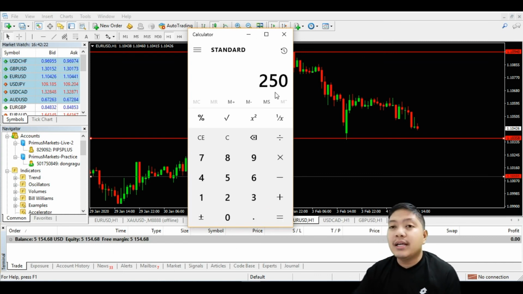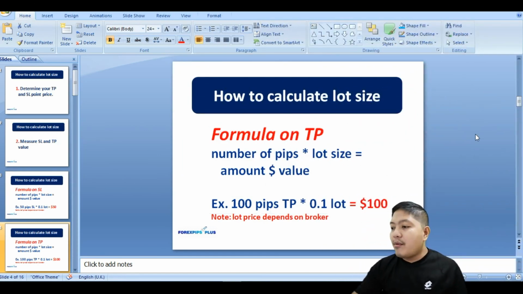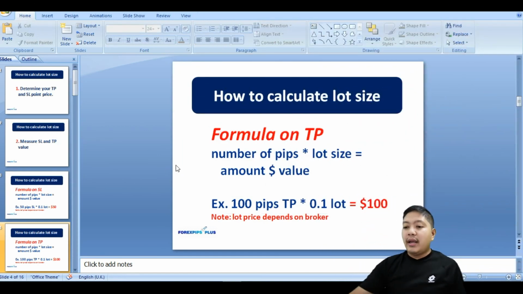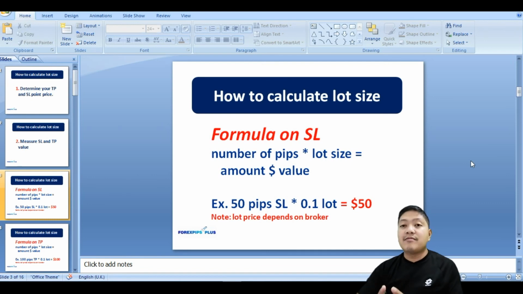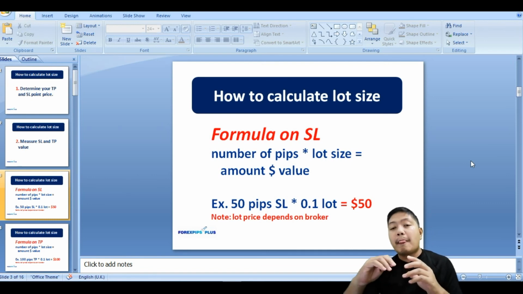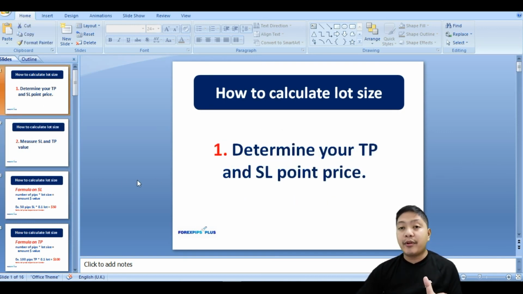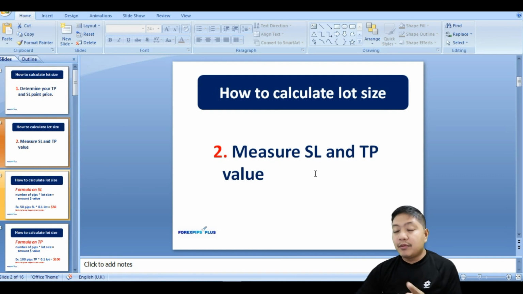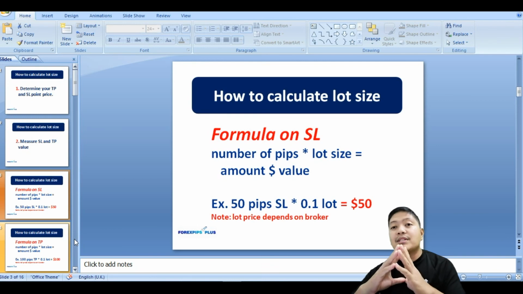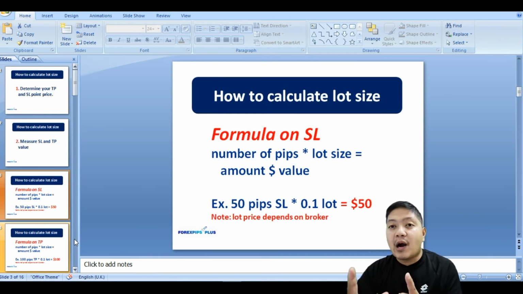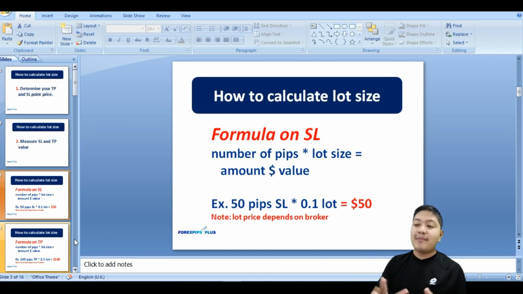So make sure that you know how much you want to lose first before deciding on the lot size value. To recap our tutorial here, before you decide on your lot size value, you have to know first your SL price. You have to measure your SL and TP price values, and then identify the lot size by knowing how many dollars you're going to lose or earn. So that is the recap of this training.